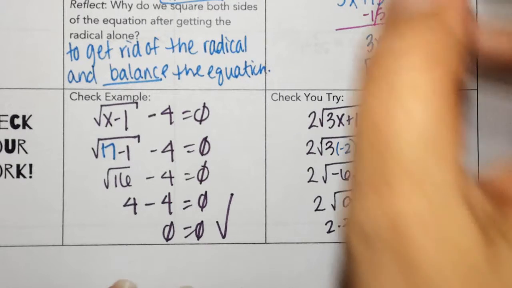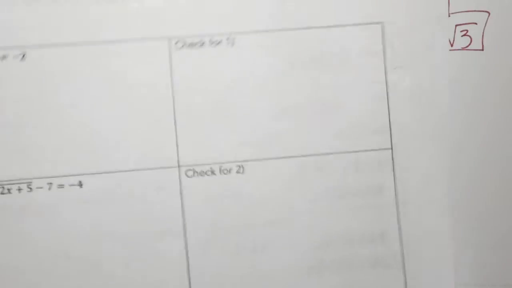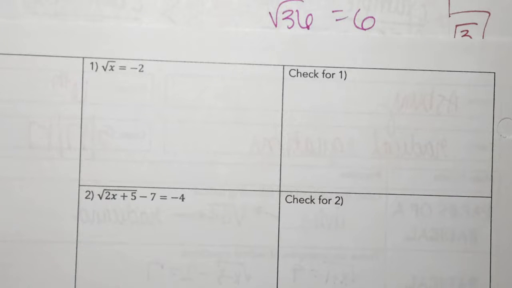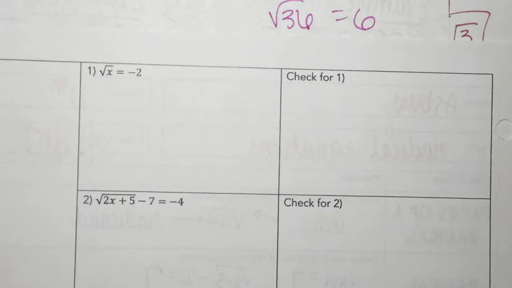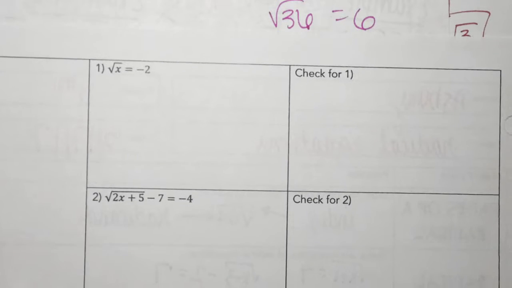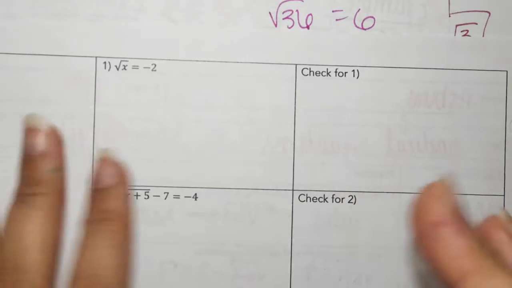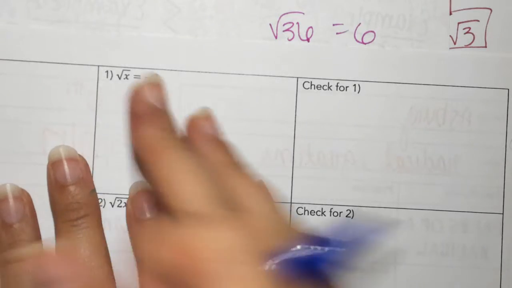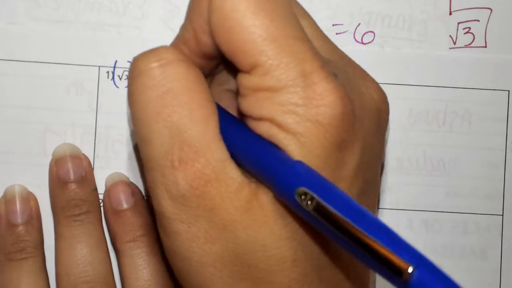Alright, let's look at the back. We can add and subtract and multiply without Miss Asbury. Alright, let's look at number 1. What do you think we would do first? Subtract 2. Our goal is to get the radical by itself. Is the radical by itself? Yes, we would square both sides.